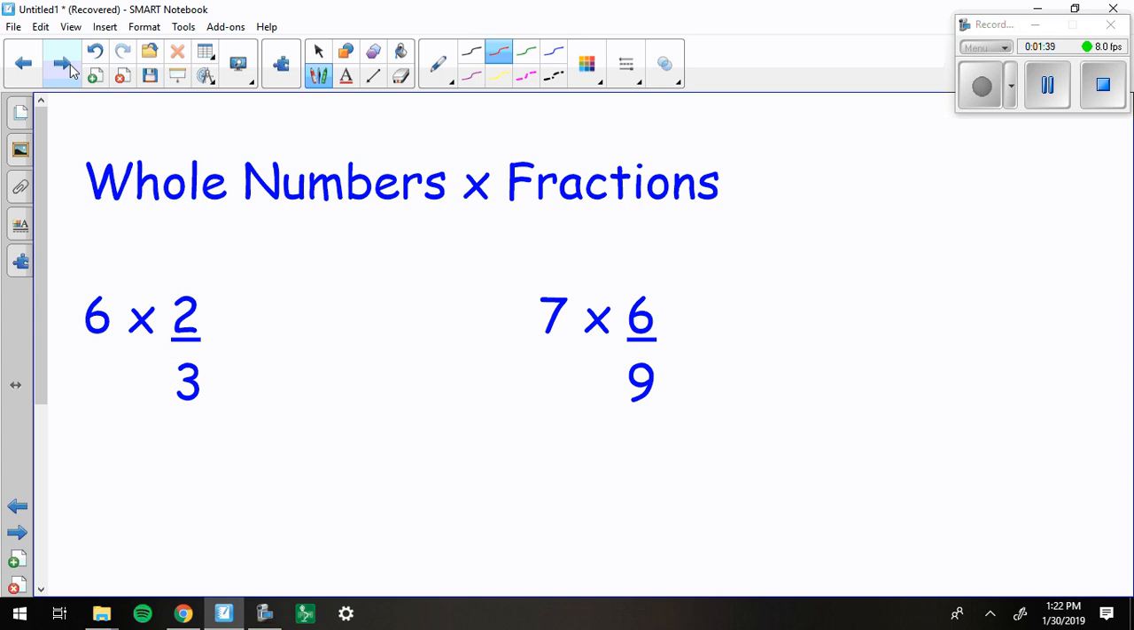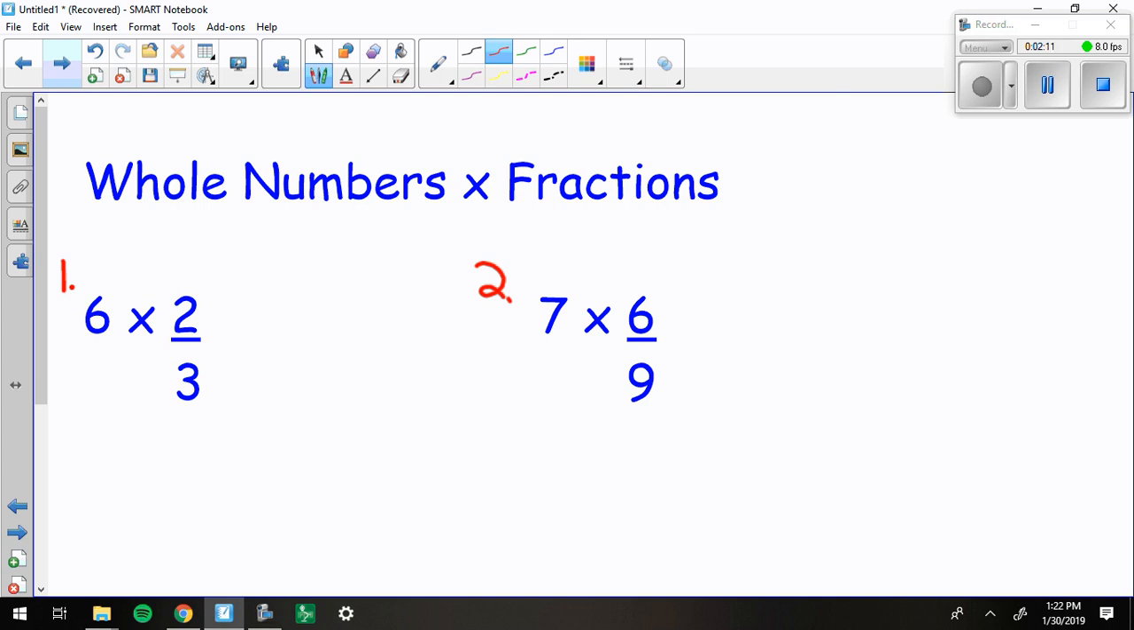We're going to go through 3 different types of multiplying by fractions today. Whole numbers times fractions, fractions times fractions, and mixed numbers times a fraction. So for a whole number times a fraction, it's really easy. Because for any whole number, like if you look at number 1 here, 6 times 2/3. What do you do there?